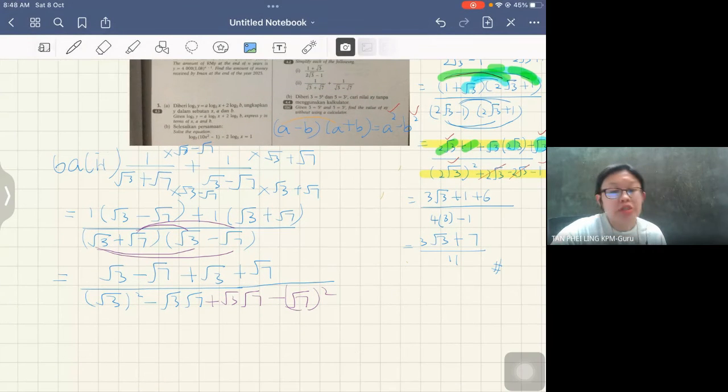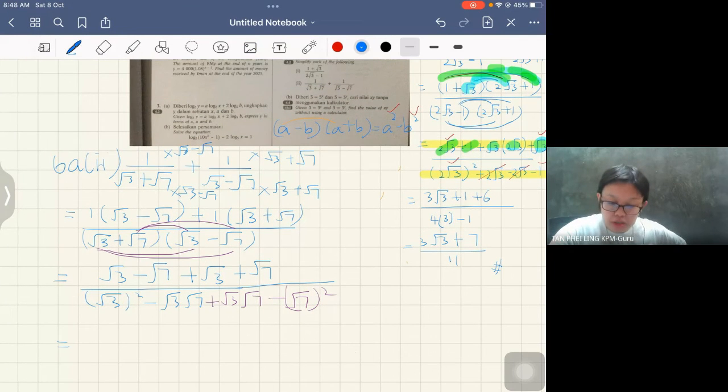The bottom: square root 3 plus square root 3 itself, so you will have 3, right? And then this one, you see, this one is like minus AB. Then you plus another AB. So minus 1AB plus 1AB, minus and plus, so you can cancel them. Am I right? So this one becomes 3 minus 7.